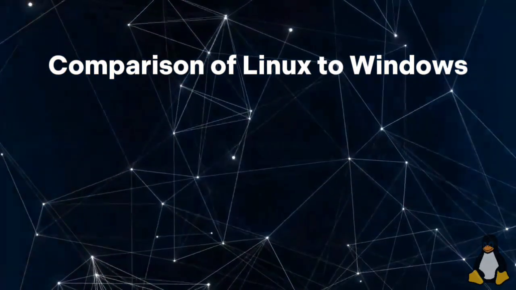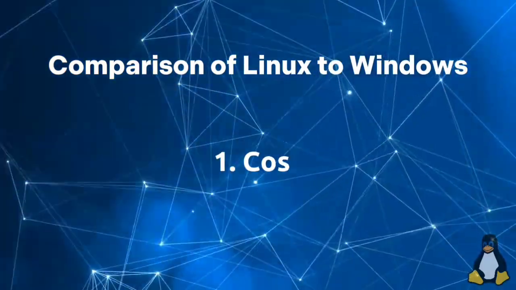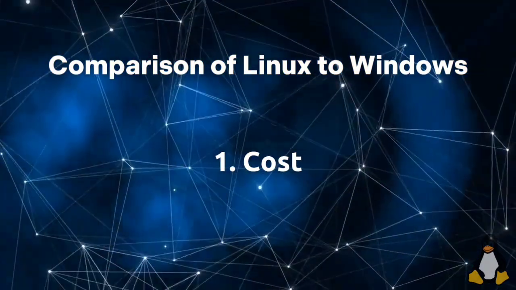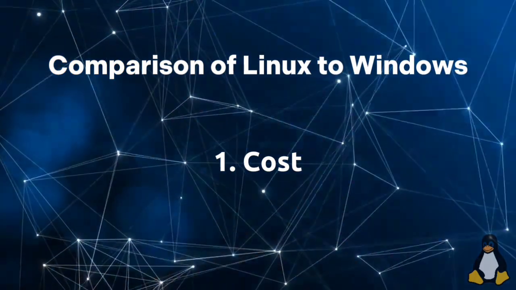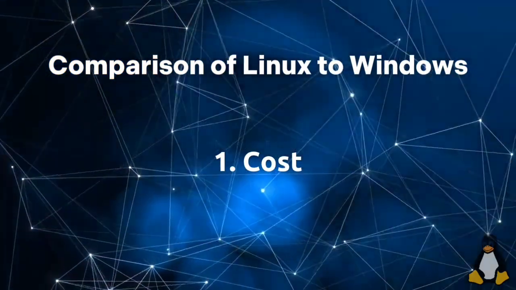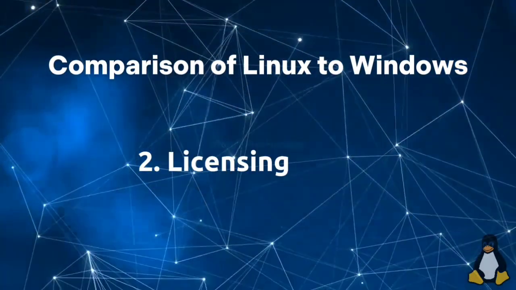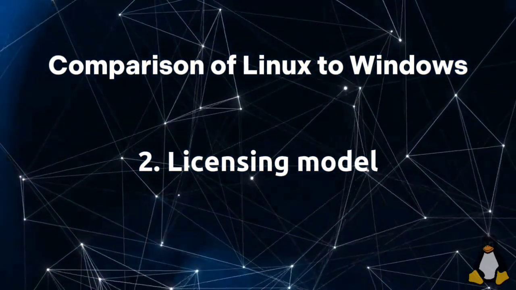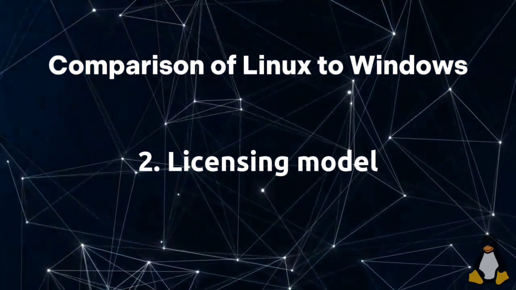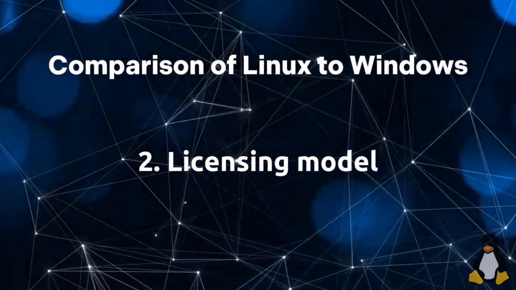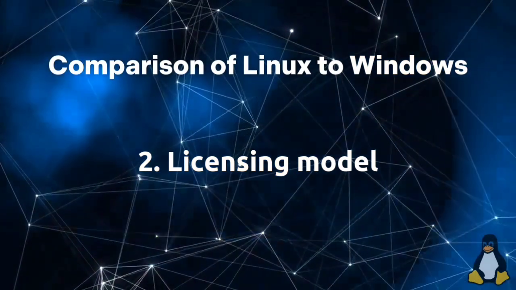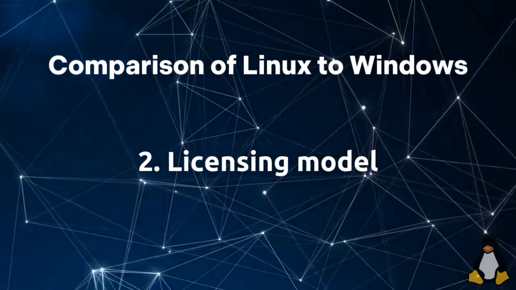And now, a comparison of Linux to Windows. Number 1, the cost. The majority of Linux distributions are free, at least for individual users, while the newest editions of the Windows operating system come in a wide range of variants and price points. Number 2, licensing model. Whereas Windows software is private, the Linux kernel and the majority of distributions are open source and frequently accessible under the GNU General Public License, GPL.